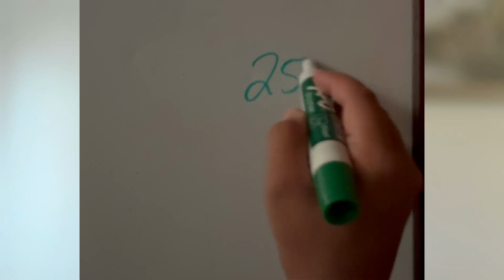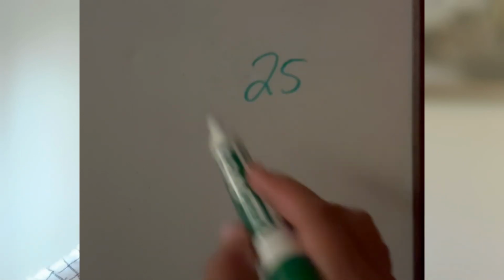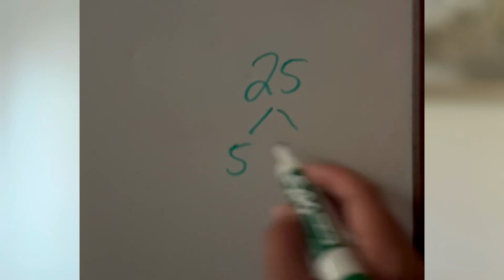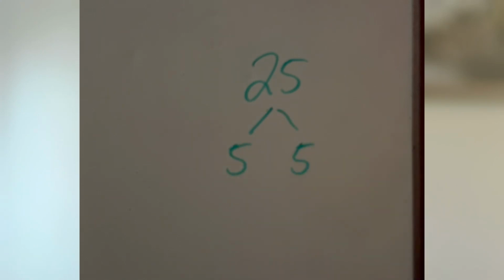Let's go through a third example. 25. What two numbers multiplied together can I get 25? Well, 5 times 5. So I'm going to have a branch to 5 and a branch to another 5. Is 5 a prime number? Yes. So I stop, and that would be my prime factorization for 25.